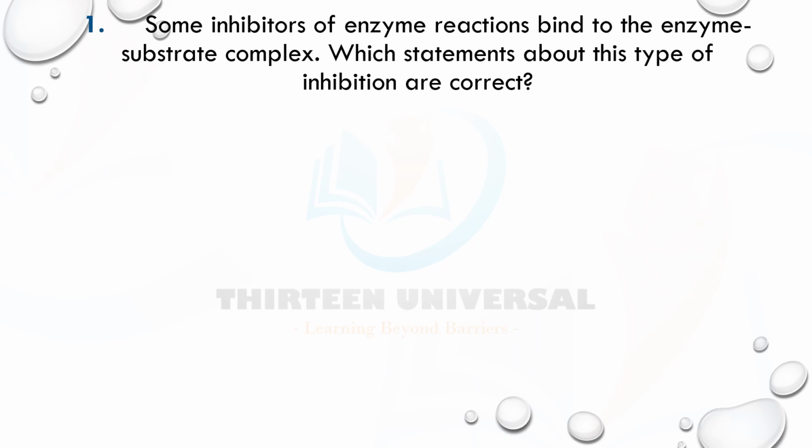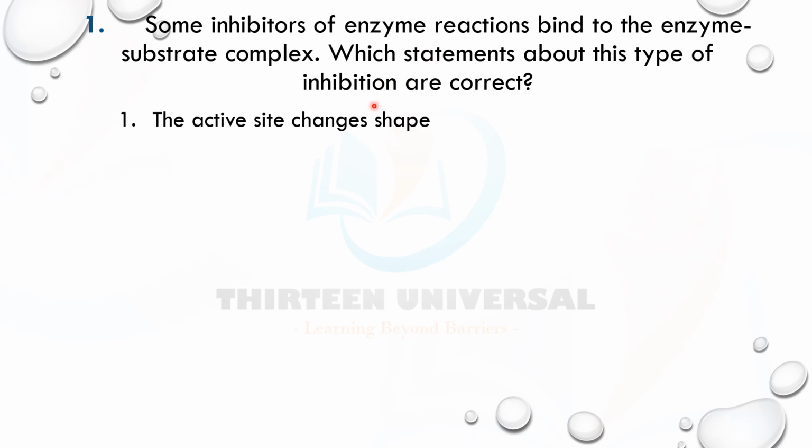Let's explore enzyme questions. Number one: some inhibitors of enzyme reactions bind to the enzyme-substrate complex. Which statements about this type of inhibition are correct? So this inhibitor binds to the enzyme-substrate complex. That means it has a binding site other than the active site. So the active site changes shape from this statement.